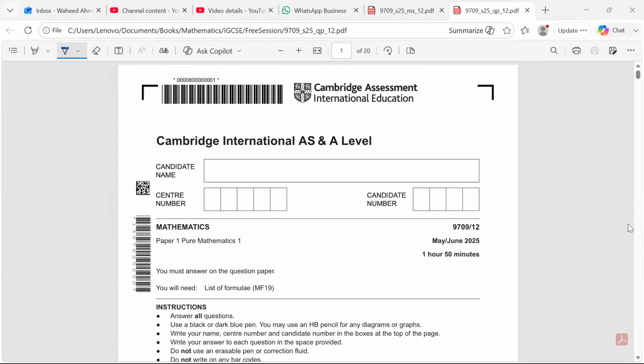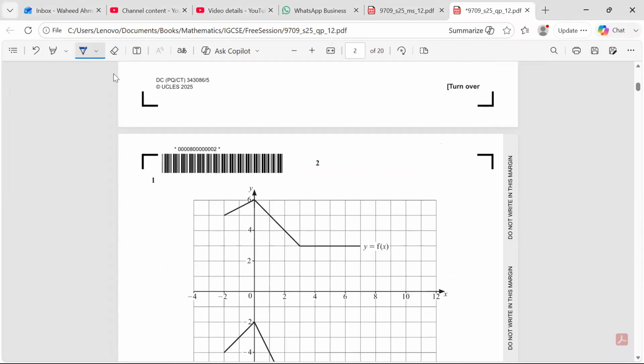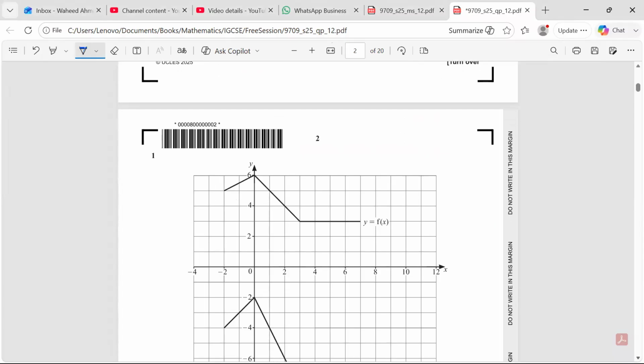We have been solving past question papers. So right now I have this mathematics paper one, pure math one, and it is May June 2025. So let us start. Question number one.